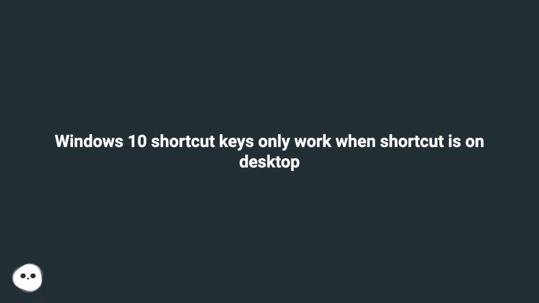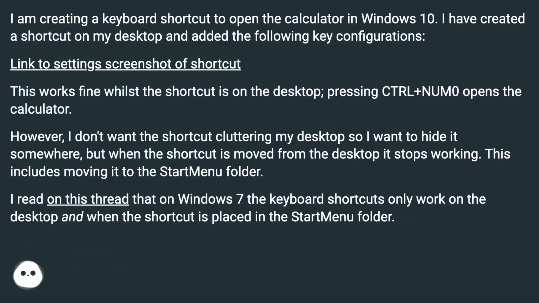Windows 10 shortcut keys only work when the shortcut is on the desktop. I am creating a keyboard shortcut to open the calculator in Windows 10. I have created a shortcut on my desktop and added the following key configurations. Link to settings screenshot of shortcut. This works fine whilst the shortcut is on the desktop.